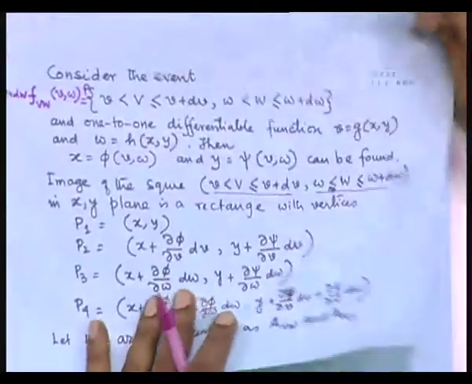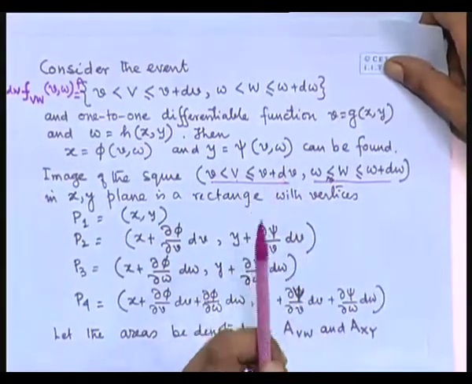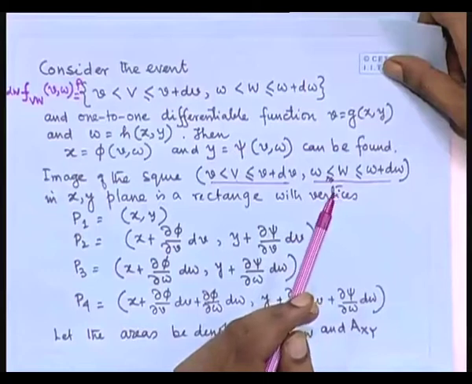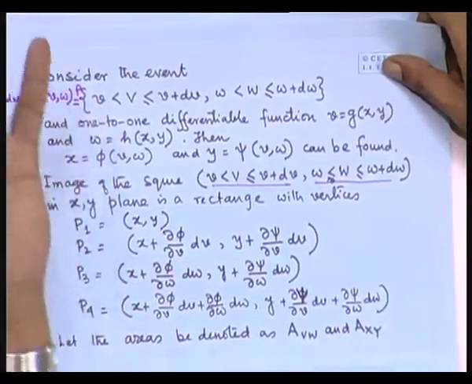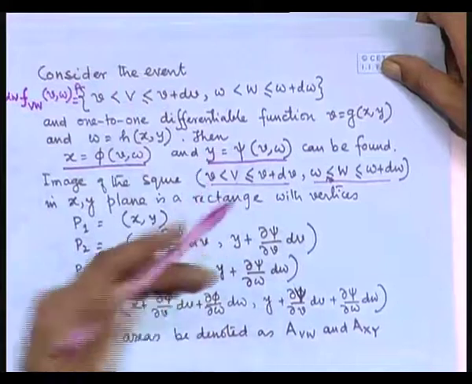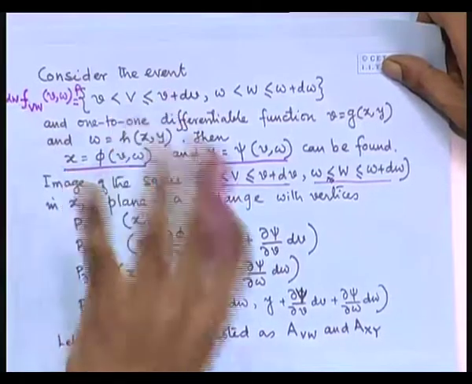So the coordinates of this are, obviously, one of them is going to be x, y. Basically, if this function is one to one and differentiable, when can functions be inverted? If you have y equal to g(x), when can you write x equal to h(y)? When they are one to one. Otherwise, if it is many to one, you cannot invert it, right? So if it is one to one and differentiable, you can invert it and write x equal to phi(v,w) and y equal to psi(v,w). Previously I was saying v equal to g(x,y) and w equal to h(x,y). So I can invert them, right?